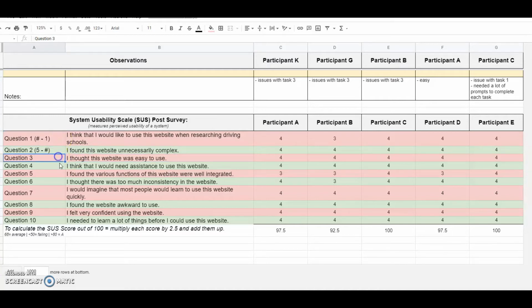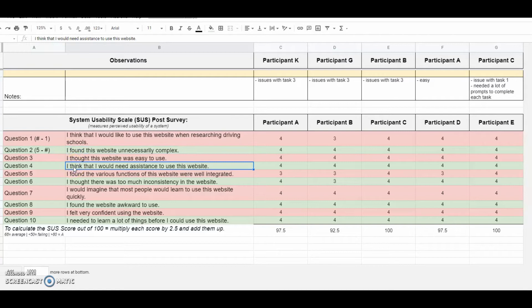So if you look, all of the red ones, so every other odd number, is made so that if you agree, you would rate it a 5. Now, the reverse, all the even numbers, the green ones, are the exact opposite. So I would want them to rate it low. So let's see. I found this website unnecessarily complex. I don't want them to say 5. I want them to say 1, right?